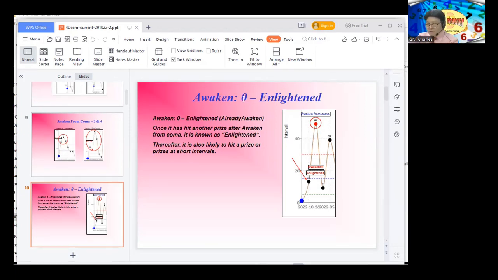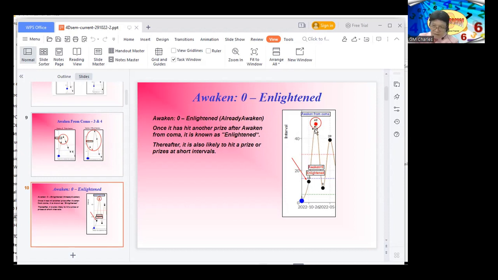That means if it's not hit yet, then we call it awaken. Once it hit again after the awaken, we don't consider it awaken anymore. In fact, it's already awakened like just now, earlier on. So for a better use of word, I call it enlightened. Enlightened. So you can differentiate between awaken and enlightened.